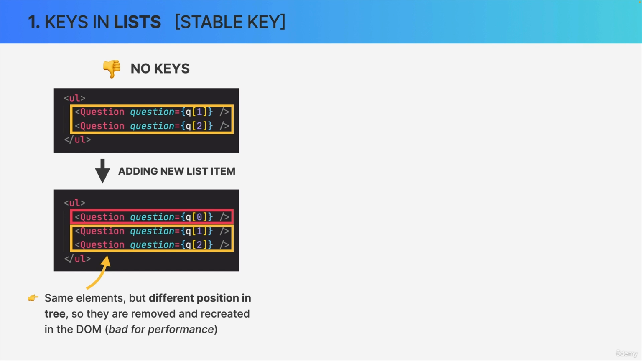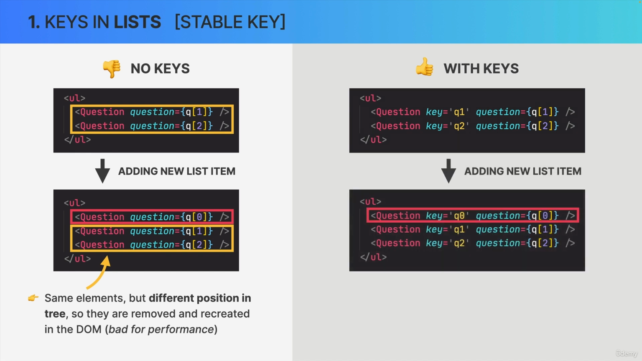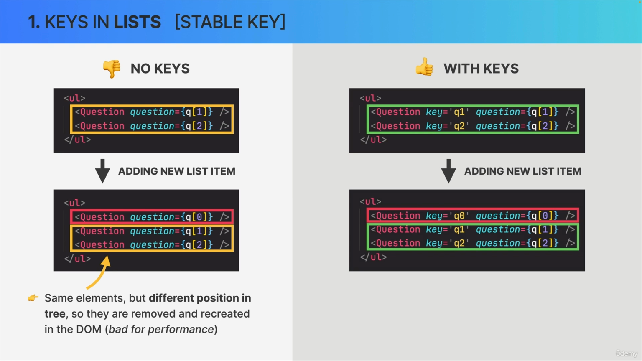But what if we could actually change that? Well, that's where keys come into play. Because remember, a key allows us developers to uniquely identify an element. So we can give React that information that it doesn't have on its own. And so now, when we add a new item to the top of the list, the two original elements are of course still in different positions of the tree, but they do have a stable key. So a key that stays the same across renders. So that's Q1 and Q2 in this case.